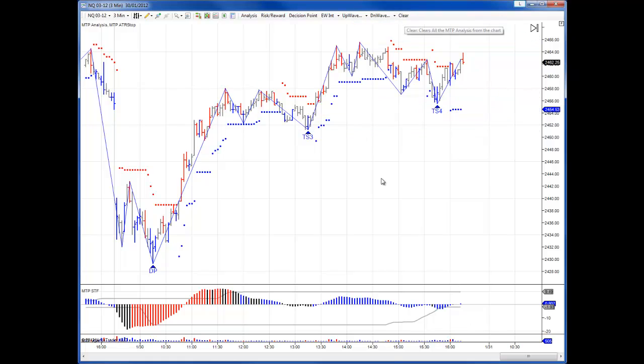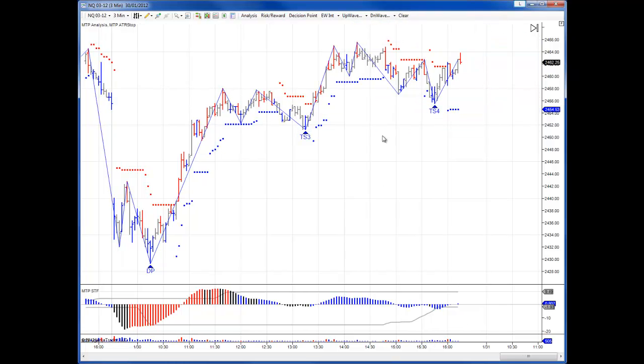So that's a good example of the MTPredictor routines working on the 3-minute and combined with the 15-minute NQ for yesterday, which was January the 30th. Again, a very good result with 3 profitable trades totaling approximately plus 9R for the day.